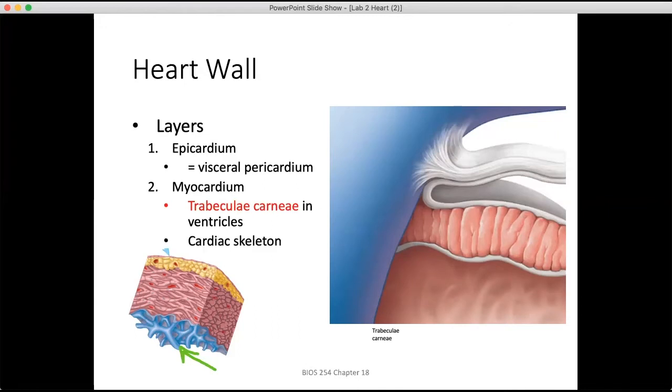Cardiac muscle cells are held together or anchored by connective tissue. This connective tissue is neutral and does not allow action potentials to travel through it, and it makes up the cardiac skeleton.